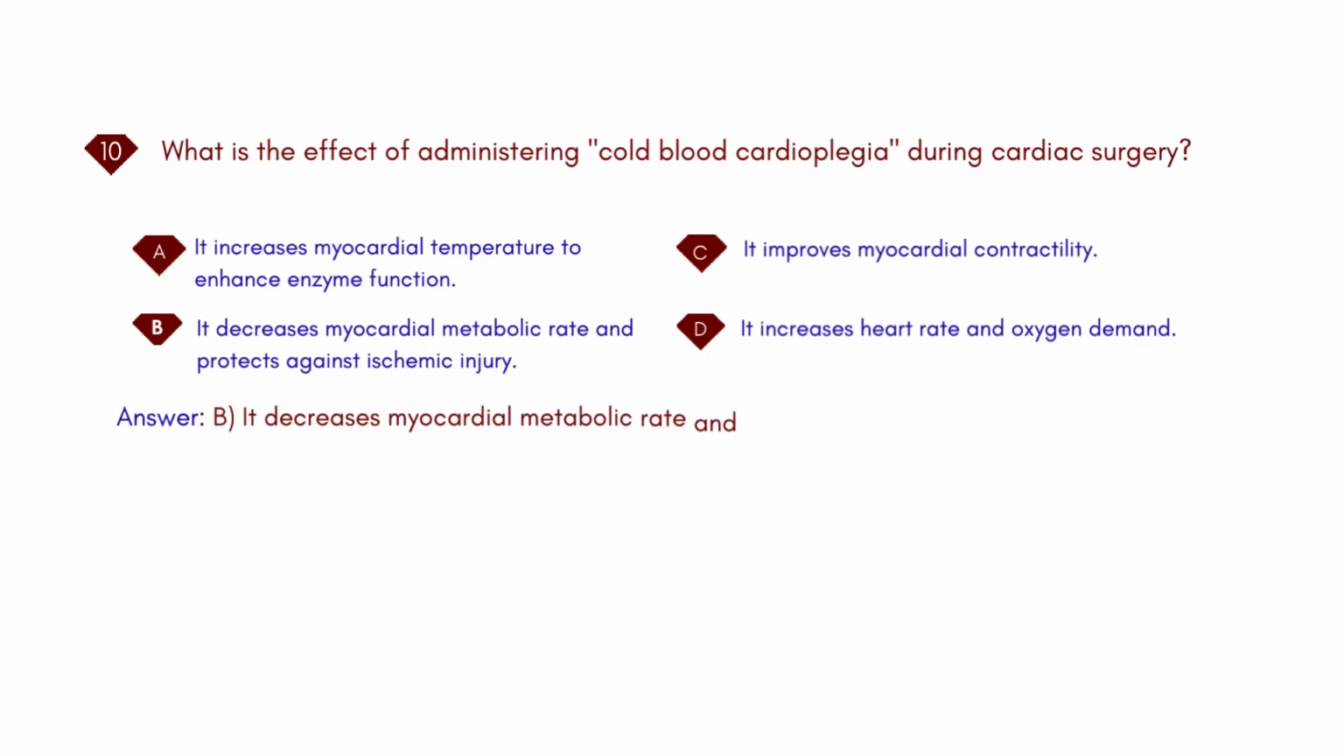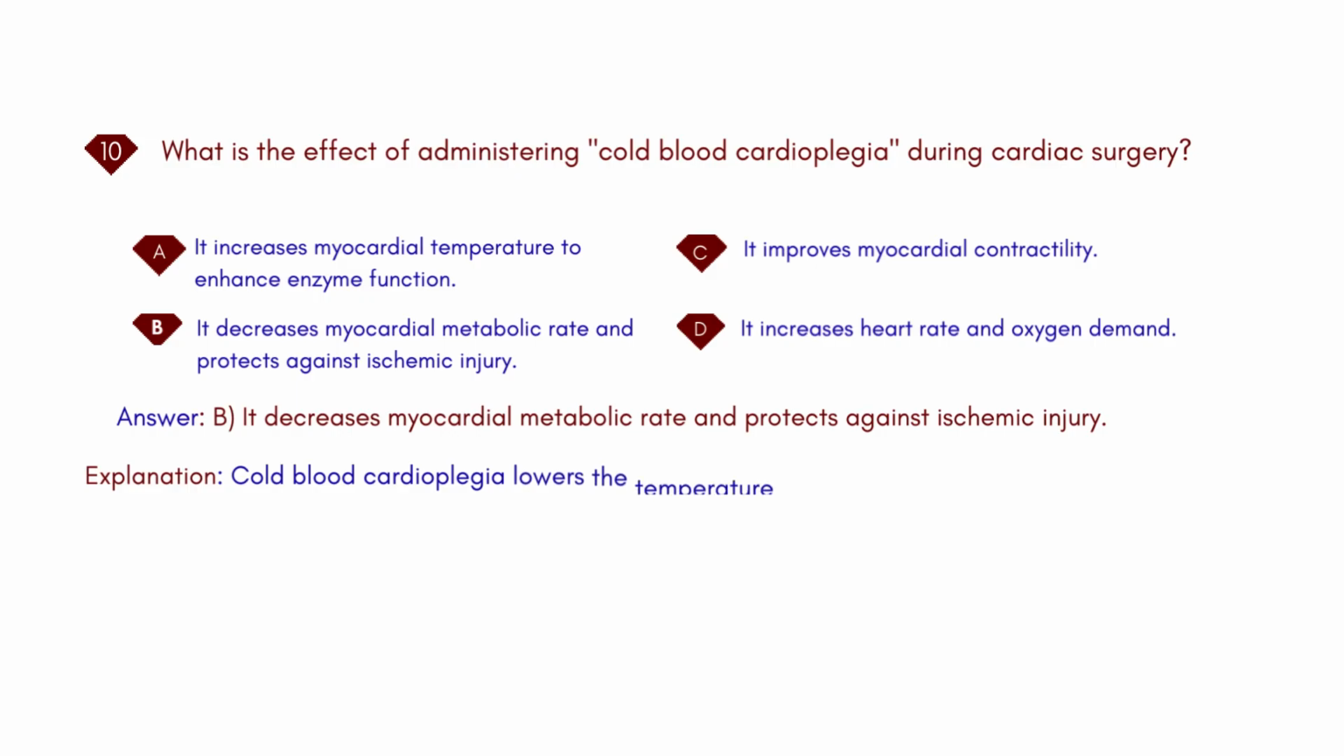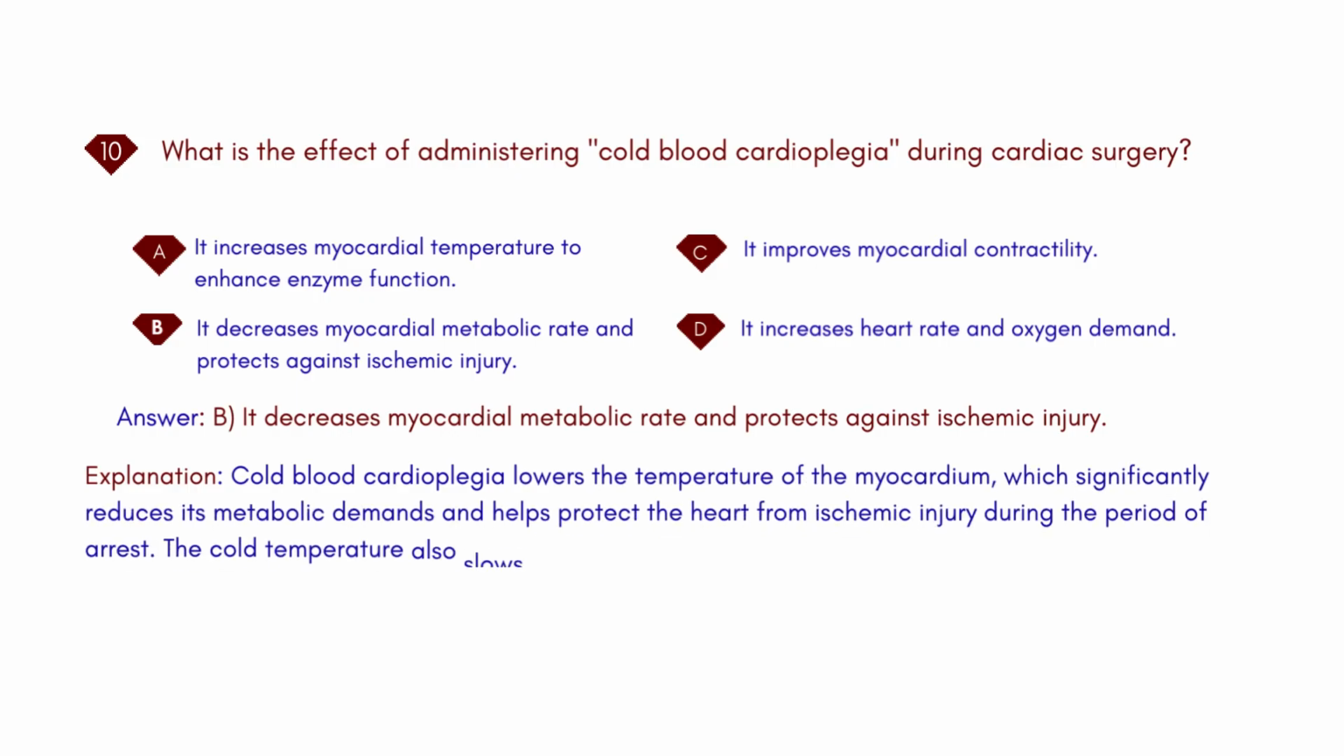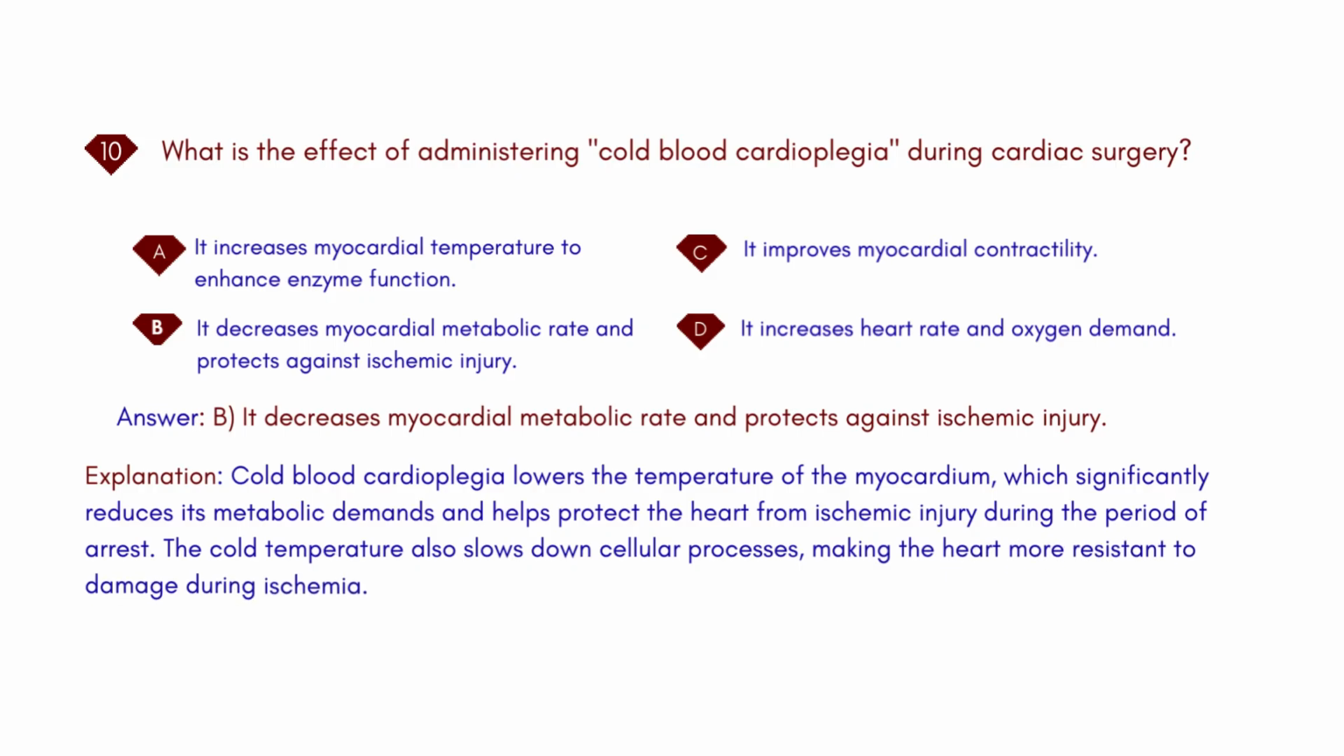Answer: B. It decreases myocardial metabolic rate and protects against ischemic injury. Explanation: Cold blood cardioplegia lowers the temperature of the myocardium, which significantly reduces its metabolic demands and helps protect the heart from ischemic injury during the period of arrest. The cold temperature also slows down cellular processes, making the heart more resistant to damage during ischemia.